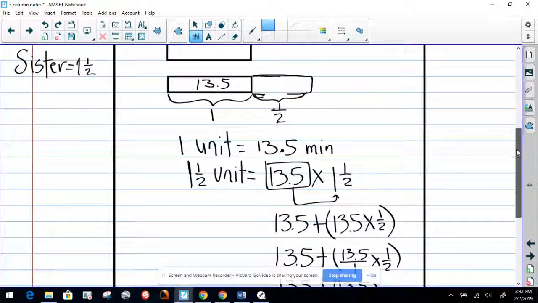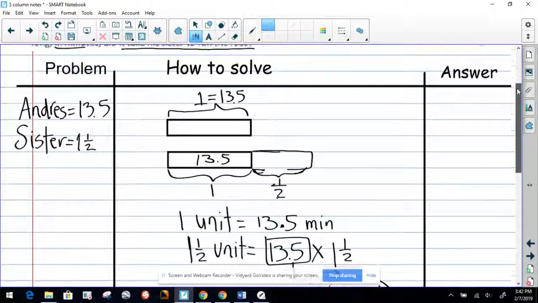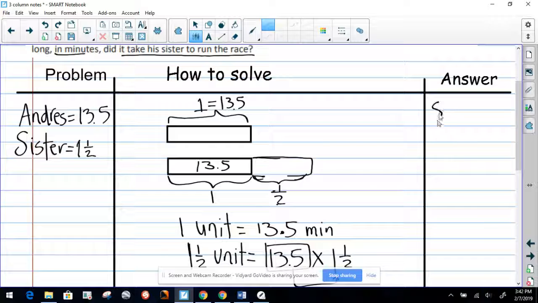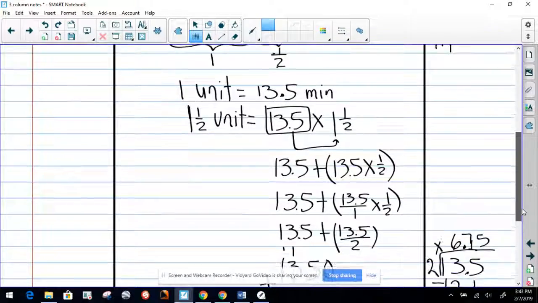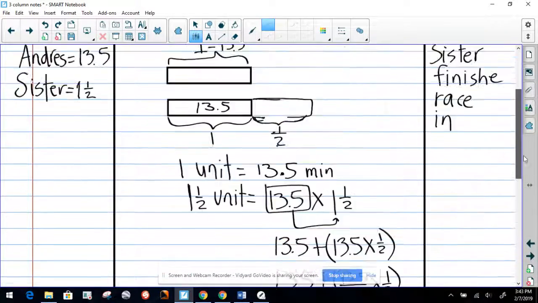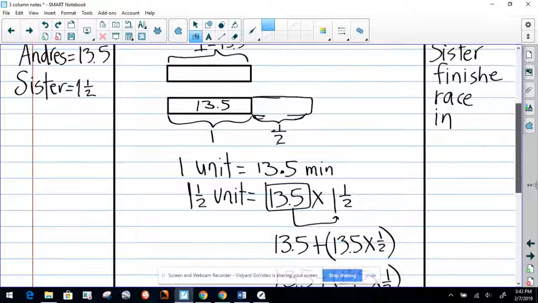So we say the sister finished the race in 20 minutes and 75 hundredths. 20 minutes and 75 hundredths.